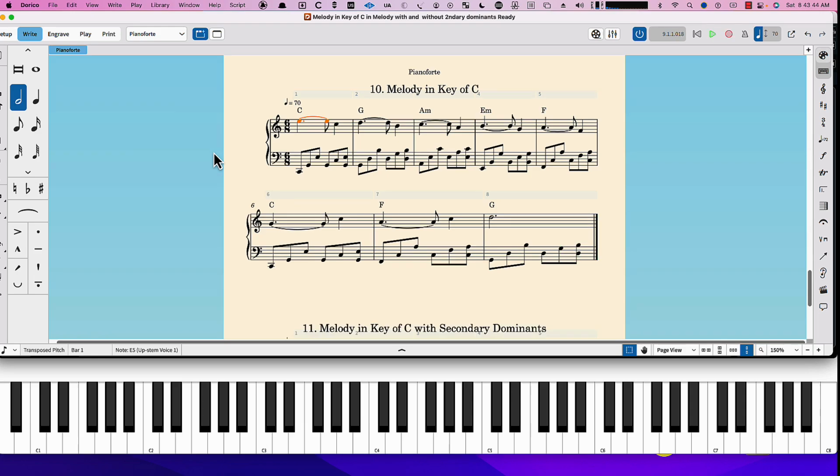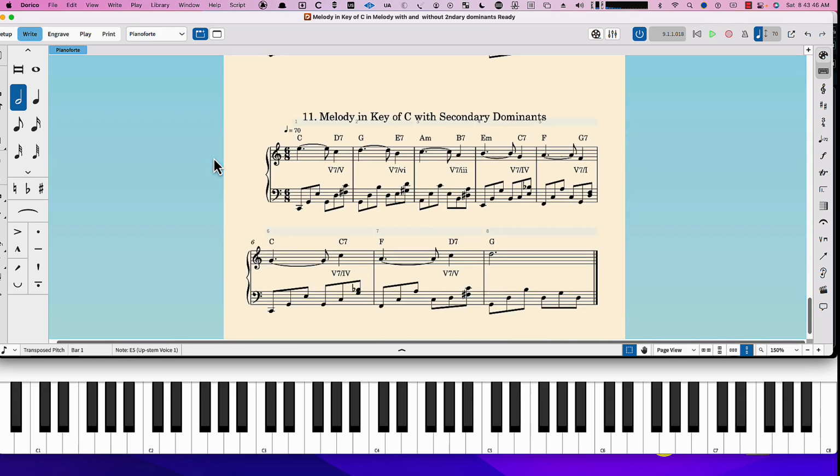And then when we add the secondary dominants in, we'll notice the difference. So same melody, just different harmonization, adding in the secondary dominants.